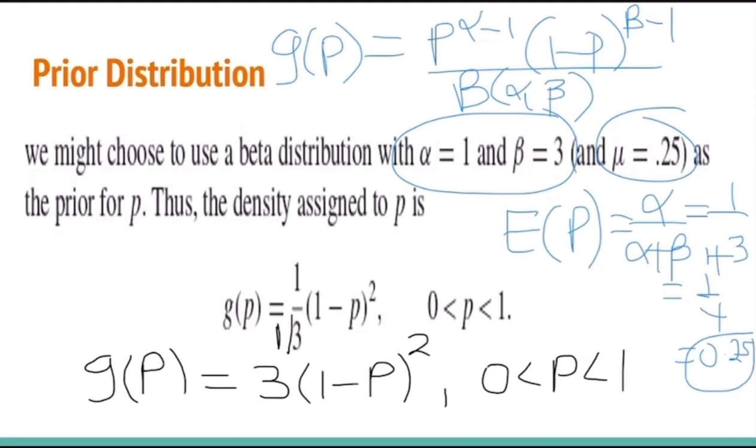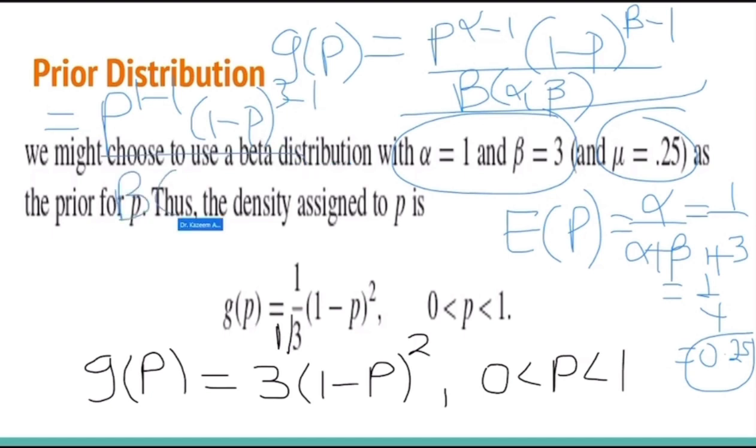So if I plug in alpha to be 1 and beta to be 3 into this distribution now, that's going to be p raised to the power 1 minus 1, times 1 minus p raised to the power 3 minus 1, divided by B of 1, 3. Now this p is raised to the power 0, that's going to be 1. And I'm going to have 1 minus p raised to the power 2 here.